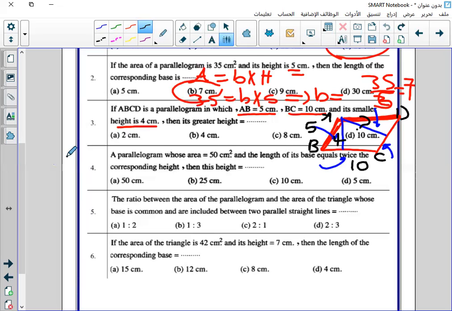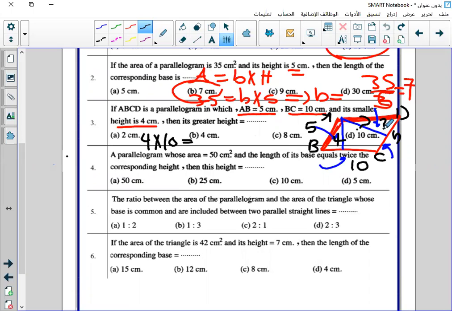We do 4 times 10, which equals 40. Yes, 4 times 10 equals 40. We need to make equality between the areas. You understand me? This side equals 5, and we need to get the length of this height.